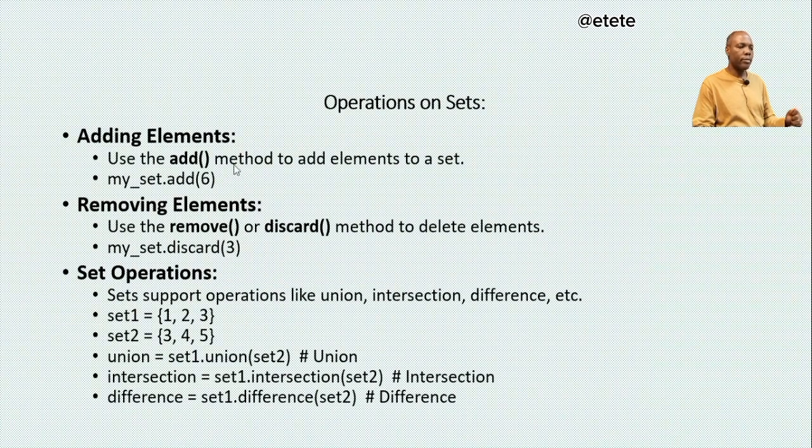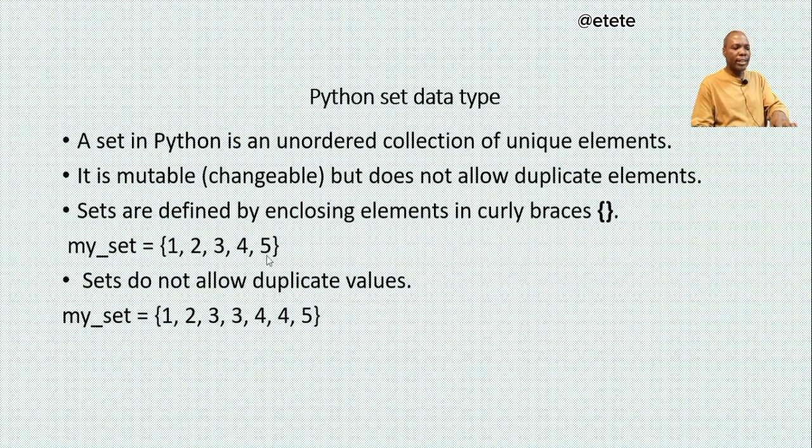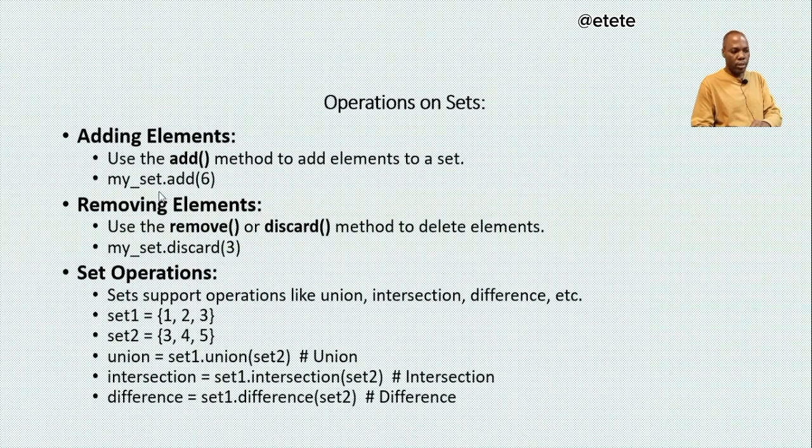That's what it means. Now, operations on set. Adding element: use the add function method to add an element to a set. So I can say my set dot add, and then I'm supplying a value. If I'm going to add any element to this 1, 2, 3, 4, 5, that is just what I will do. I will just call my add function. So my set dot add will now attach this 6 to that. Removing element: use the remove function or discard function method to delete an element, my set dot discard. So I can use this to remove 3 from my set. We are going to see it practically.